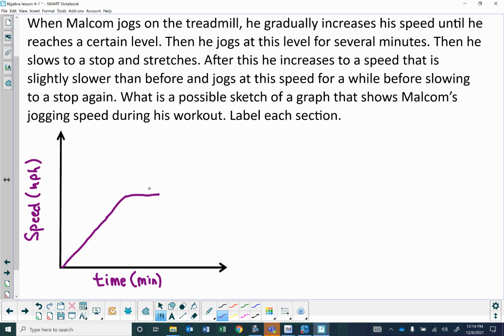Then he slows to a stop and stretches. Okay, slows to a stop, stretches. Then he starts again and jogs slightly slower than last time. And then he goes down again.